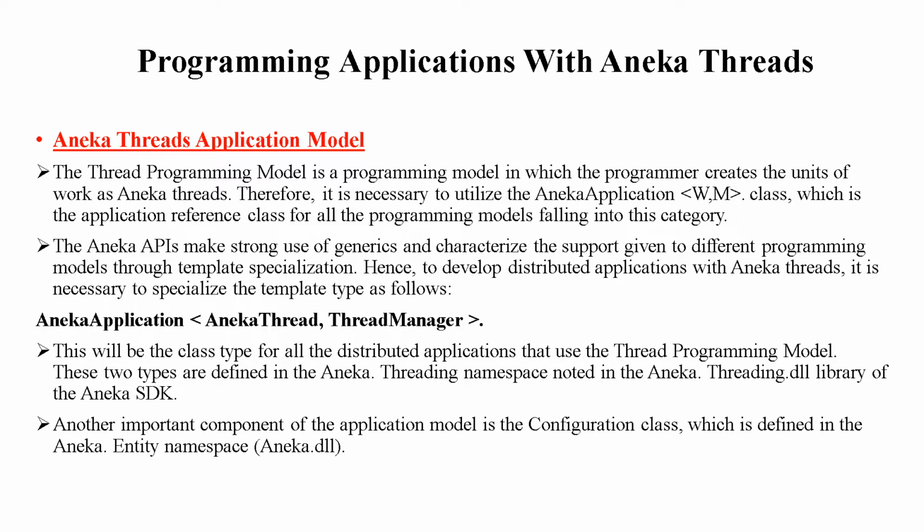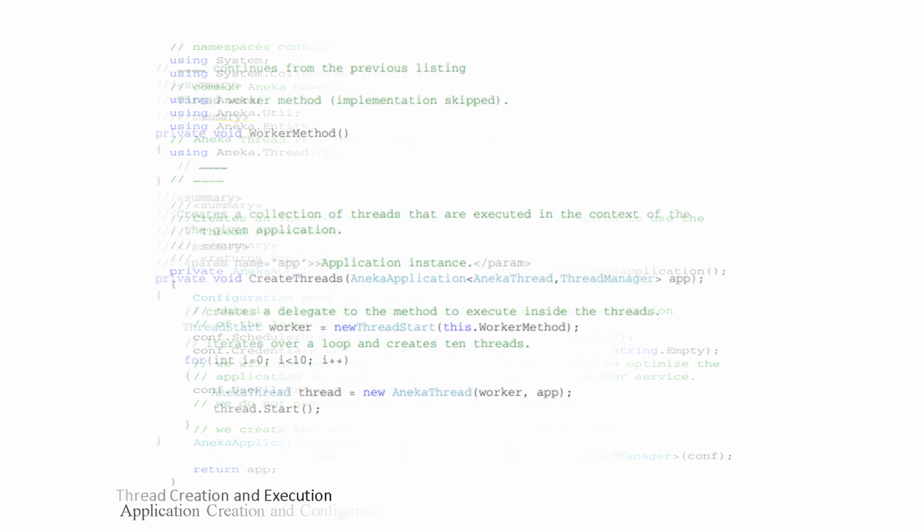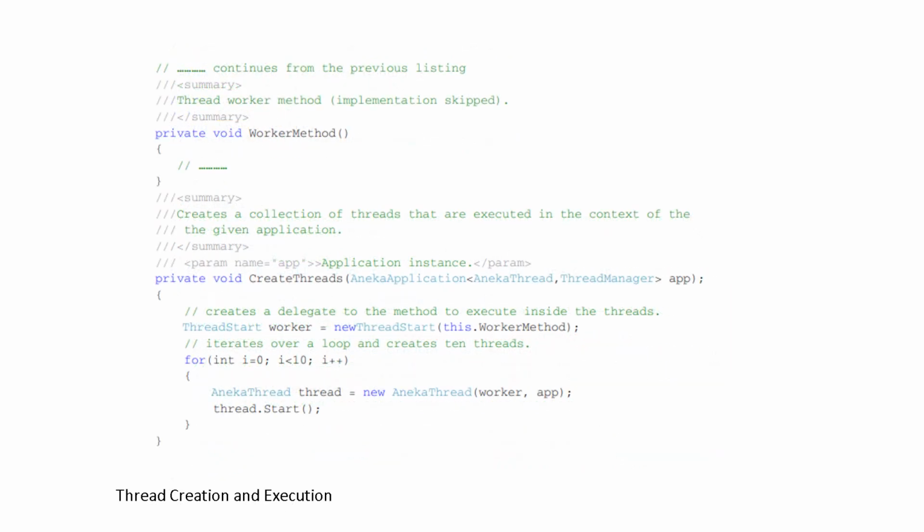Another important component of the application model is the Configuration class, which is defined in the Aneka.Entity namespace. Here is the code for application creation and configuration. How the thread is created and executed is shown in the following program. Here new Thread start refers to creating a new thread, and thread.Start refers to when it is finally created, then it starts to do the execution.